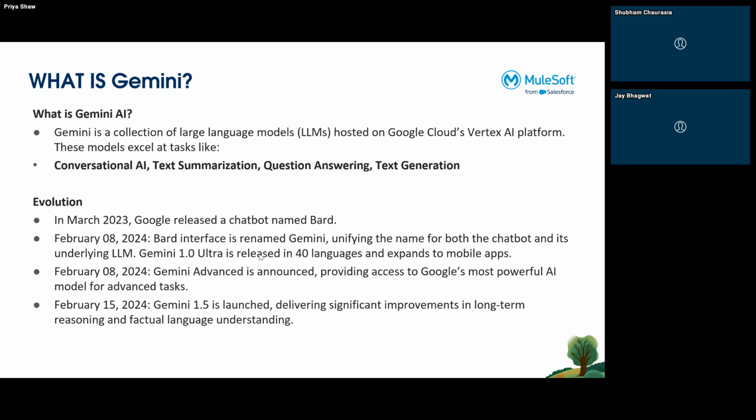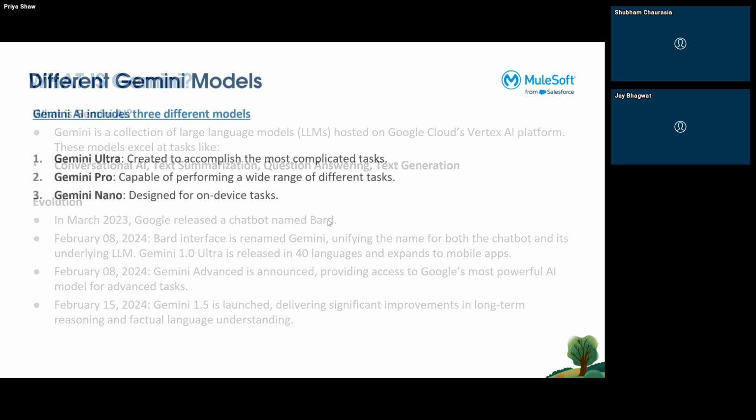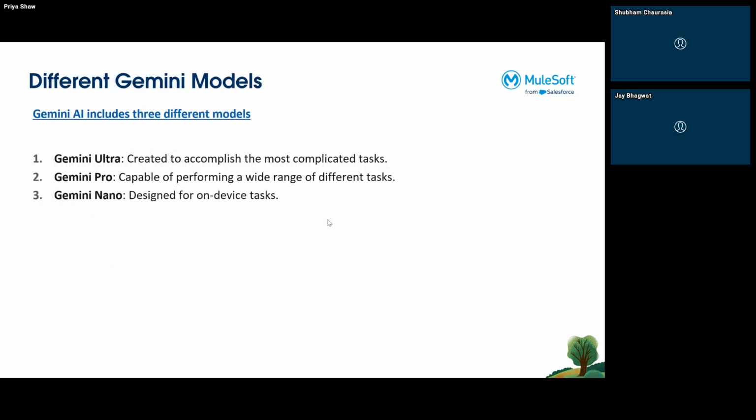Gemini has come a very long way in a very short period of time, and the best thing is that it continues to get better each and every day. There are different Gemini models available. The first one is Gemini Ultra, which is created to accomplish the most complicated tasks. For example, you can consider it as acting as a translator between different media formats. It also helps with code generation and problem solving as well.